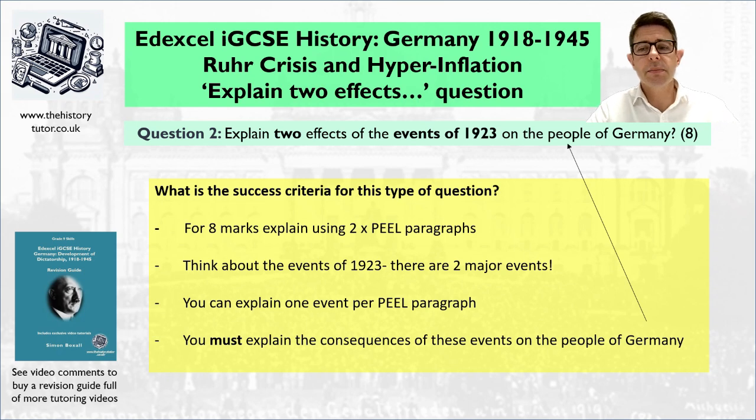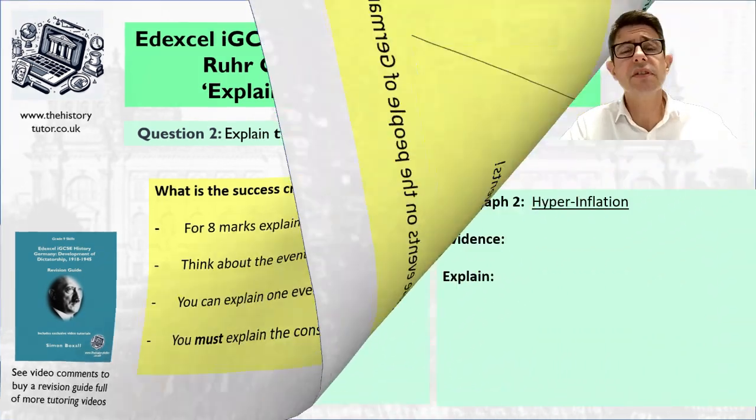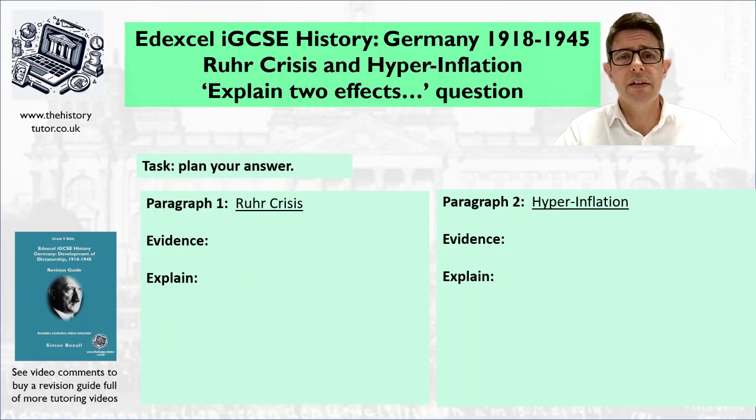So let's start planning some ideas. Now, as we know, there are 2 major events in 1923. There's the Ruhr Crisis and the strikes that develop, and of course, the consequence of that, the hyperinflation. So we should be able to divide this into 2 simple paragraphs. So start thinking about what would be your evidence about the Ruhr Crisis, so what happens, and what would be your explanation? How does that impact people in Germany? And the same for hyperinflation. What evidence is there, and what impact does that have on people in Germany at this time? So pause now and have a think of your ideas.